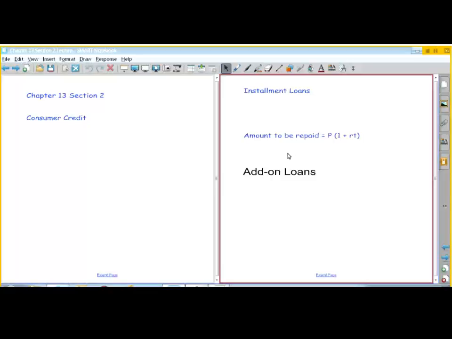There are what are called add-on loans, and basically what an add-on loan is, they don't give you any credit for paying installments. So you would pay the same amount of interest whether you waited the entire length of the loan and then paid it all off at one time, or paid it off in installments. The way the payments are calculated is they calculate the total amount you have to pay back, assuming you're not getting any credit for paying early, and then divide that total by the number of payments, which is usually monthly.